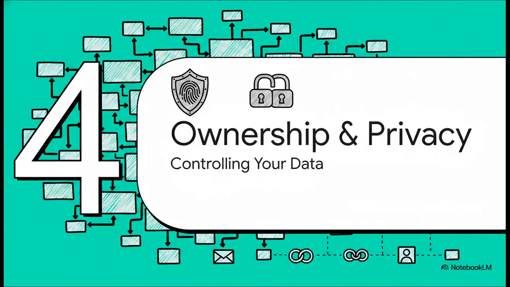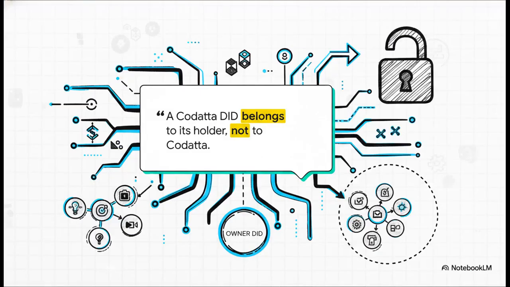That brings us to Section 4, True Ownership and Privacy. Let's look at controlling your data. When you start attaching custom attributes, personal emails, and multi-chain addresses to a single identity, data management and privacy become the absolute most critical pieces of the puzzle. I really want you to let this quote sink in for a second. A Codatta DID belongs to its holder, not to Codatta. This isn't some platform-specific credential. It avoids platform lock-in entirely.